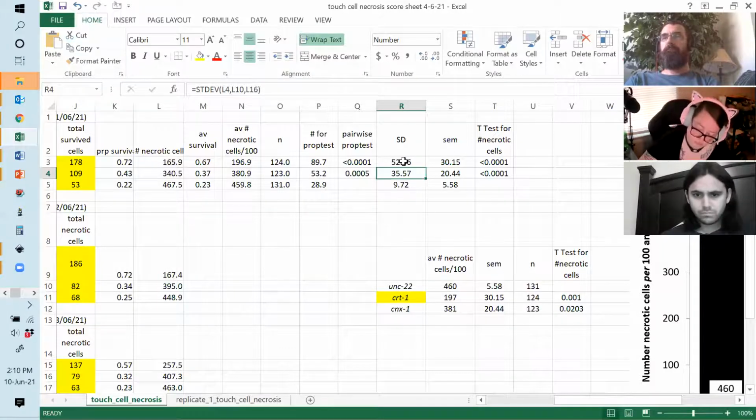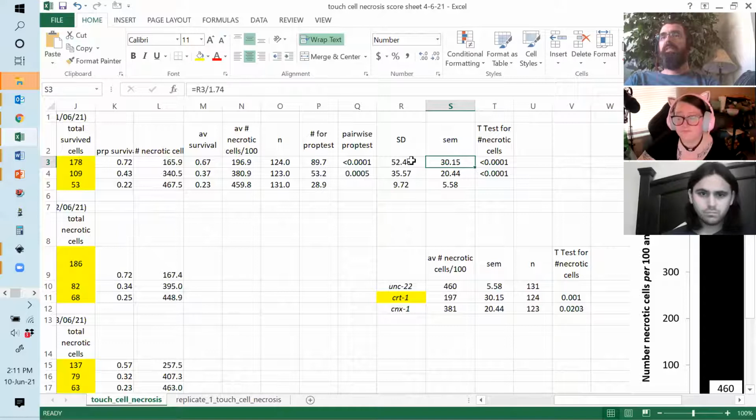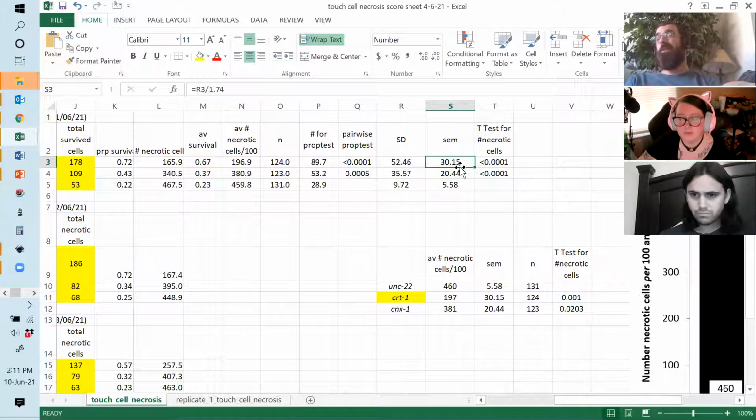Does that make sense? Yes. Okay, so I've done that here. I've just actually put it in. I did figure out after the lab how to do that in Excel, but my brain wasn't working too well at that point. So that's the standard deviation, which is R3, divided by square root of 3, which is 1.74.